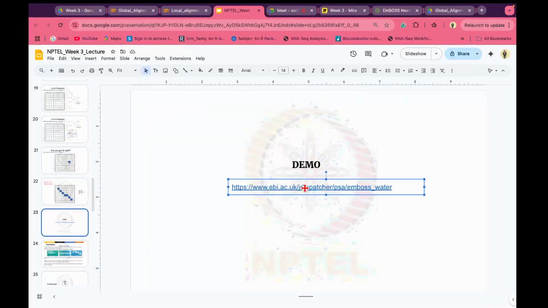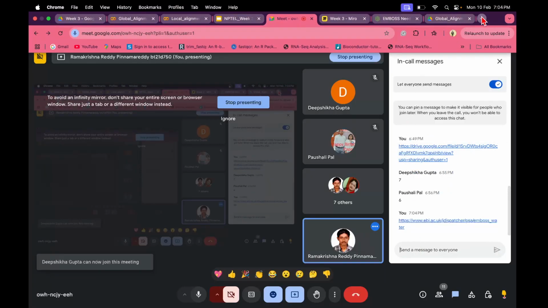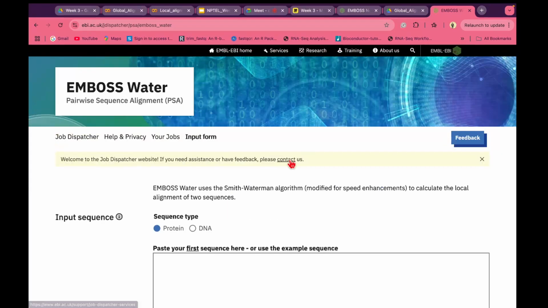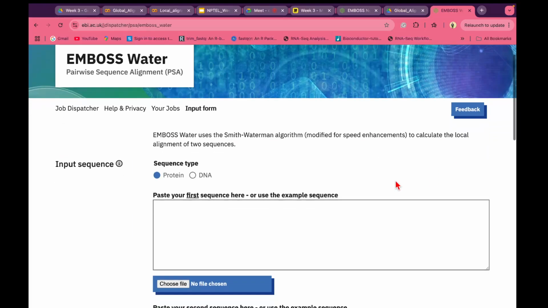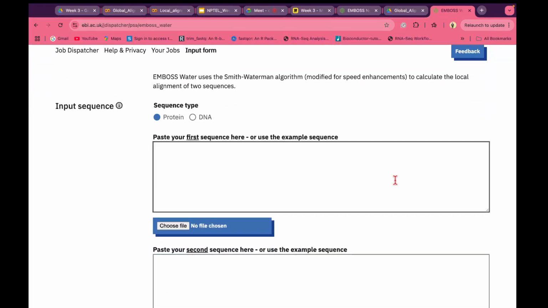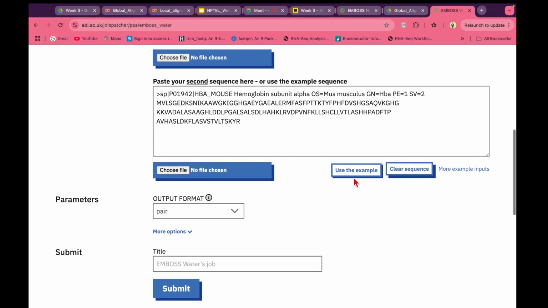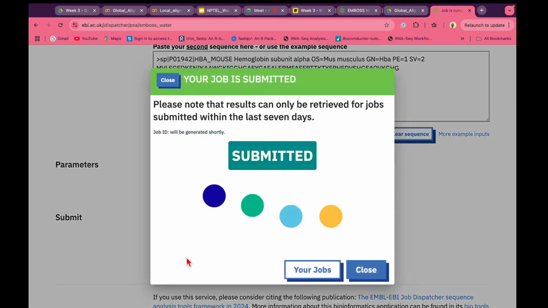Similar to EMBOSS Needle, we have EMBOSS Water. I'll paste the link in the chat box as well. Both interfaces look the same because both are handled by the EBI website, the European Bioinformatics Institute. Similarly, I want to use the example. Title is trial 2 and submit the job.